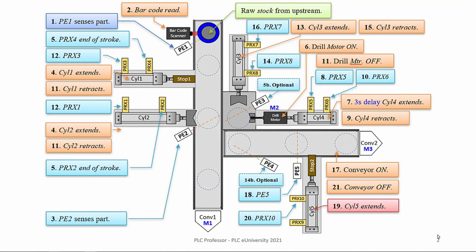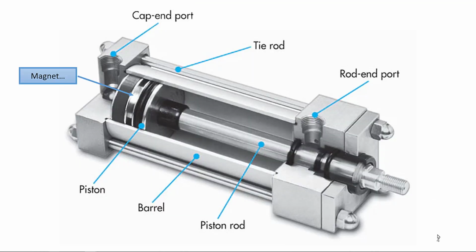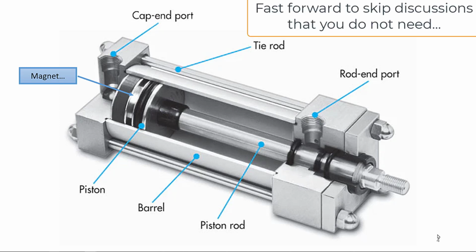So now let's talk a little bit about the actual components. When you look over this system, it's really pretty simple. You've got 5 cylinders, 1, 2, 3, 4, and 5, and you've got a drill motor, and you've got 2 conveyors, and you've got some sensors. Okay, how do we make things move? Well, cylinders are our primary element of motion, and they are 2 position, retracted or extended.